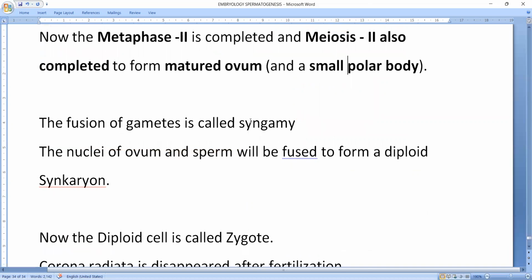ద ఫ్యూజన్ ఆఫ్ గ్యామెట్స్ ఈస్ జనరల్లీ కాల్డ్ యాజ్ సింగమీ. The fusion of male and female gametes, egg and ovum, is called fertilization. లేదా జనరల్ గ్యామెట్స్ ఫ్యూజ్ అయితే అనే పదం వాడితే అప్పుడు దాన్ని సింగమి అని కూడా పిలుస్తారు. The nuclei of ovum and sperm will be fused to form a diploid synchorion. ఓకే, సో జైగోట్ యొక్క న్యూక్లియస్ ని సింకారియన్ అంటారు. ఎప్పుడైతే ఓవమ్ అండ్ స్పెర్మ్ కలిస్తే దట్ ఈస్ కాల్డ్ జైగోట్. జైగోట్ యొక్క న్యూక్లియస్ ని సింకారియన్ పిలుస్తారు.